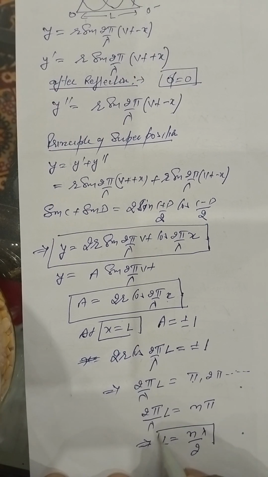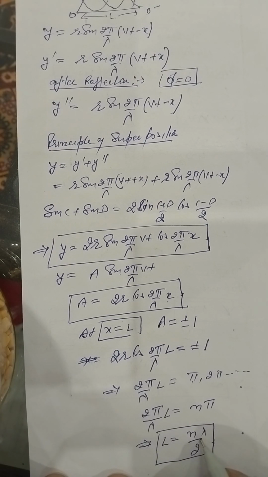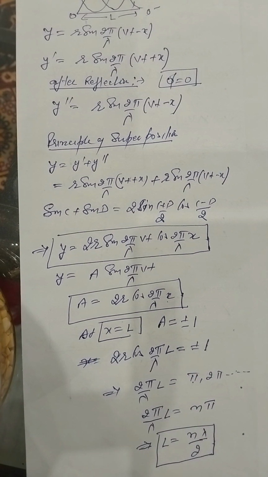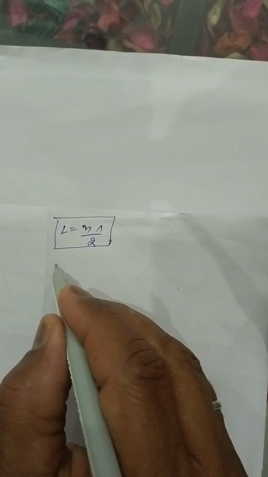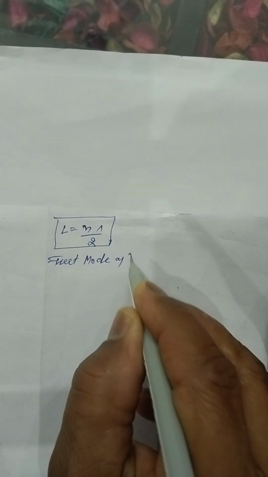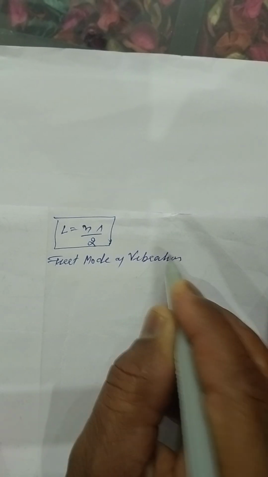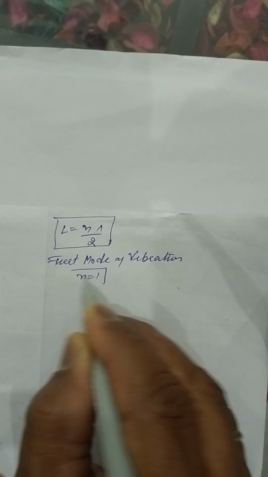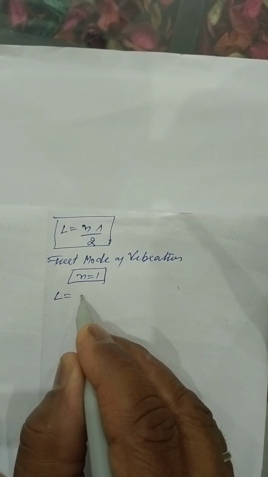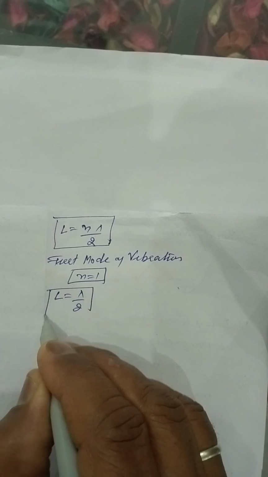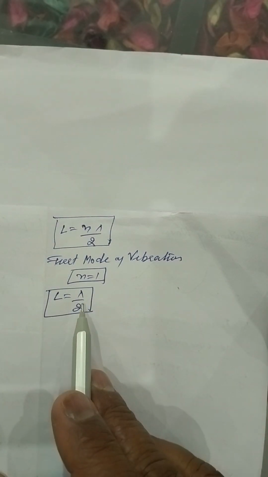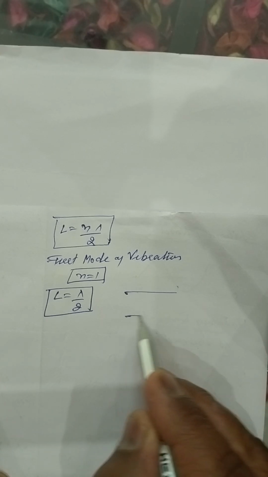So this is the condition for stationary waves in a pipe open at both ends: L is equal to nλ/2. Now we will study the various modes of vibration. For the first mode of vibration, that is n equal to 1, we will find that L is equal to λ/2. This is the condition for the first mode of vibration, and it is clear that we will get half a wavelength.